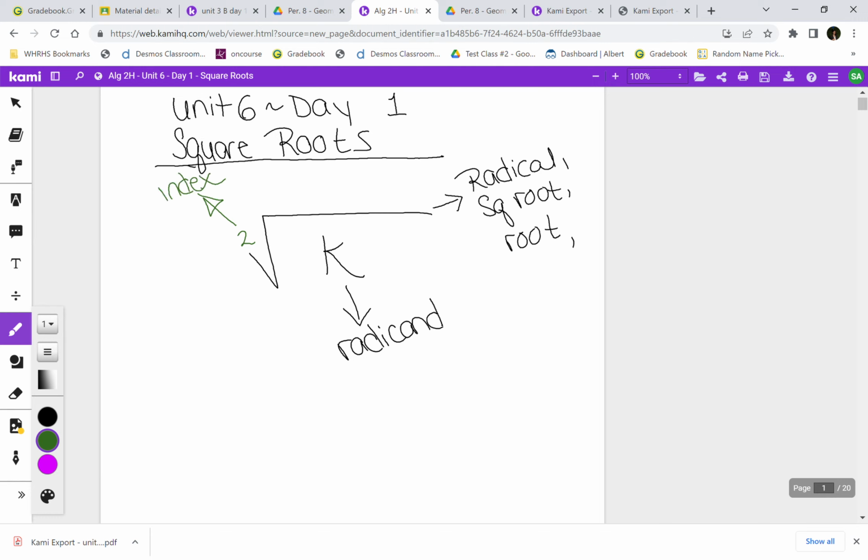And in Algebra 2, guess what? We're going to change the index. So if I change the index to 3, what does that mean? What number times itself 3 times gives us the radicand. If I change that index to a 5, what does that mean? What number times itself 5 times will give us the radicand. For today, everything has an index of 2.